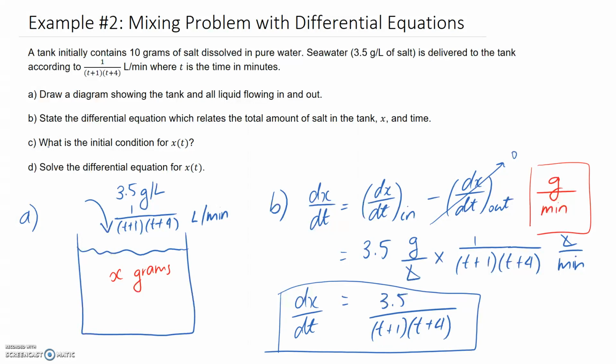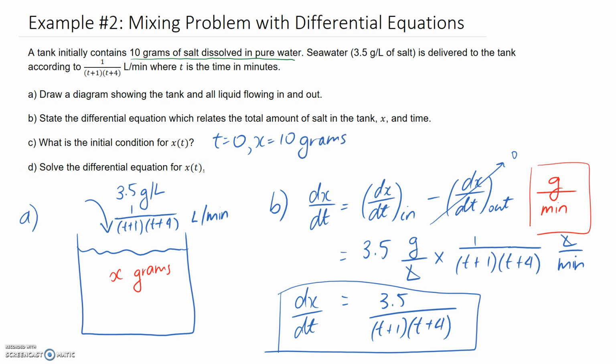So for part C here, we're asked what the initial condition for x of t actually is. So that means that initially, we need to look at what's happening at time equal to 0. And if we jump back to the top of our question, it tells us that initially we have 10 grams of salt dissolved in the pure water. So that means that the amount of salt is just going to be this 10 grams. So x is equal to 10.